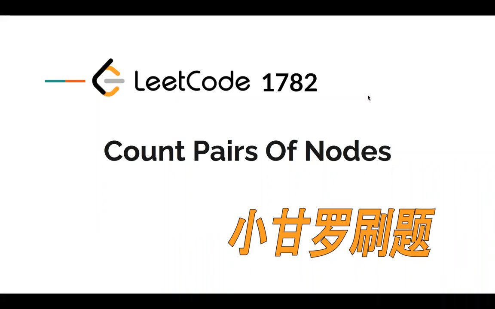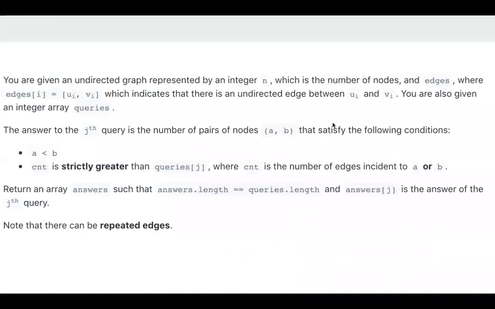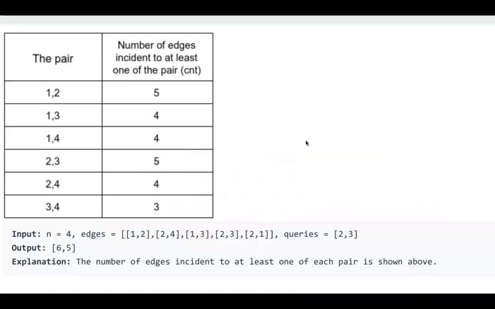This problem is the last problem in the biweekly contest, and it's actually a hard problem, and the acceptance rate is pretty low. It's only a little bit above 10%. Okay, so let's take a look at this problem. The problem is actually pretty hard to understand, so let's take a look at the example.